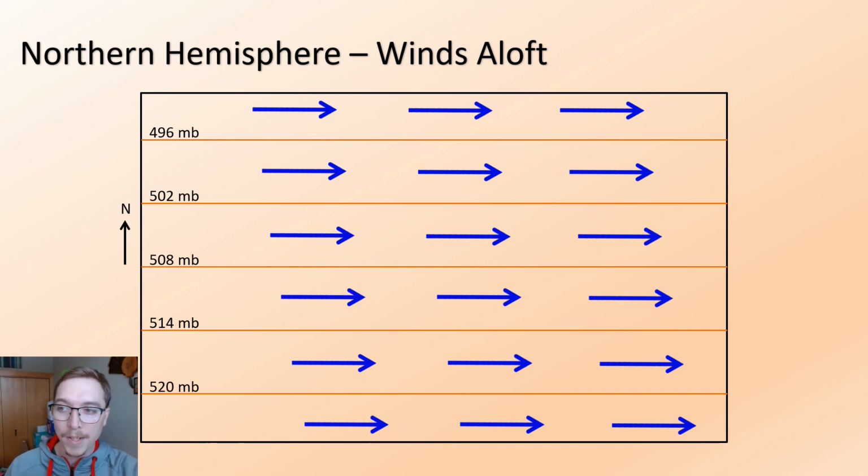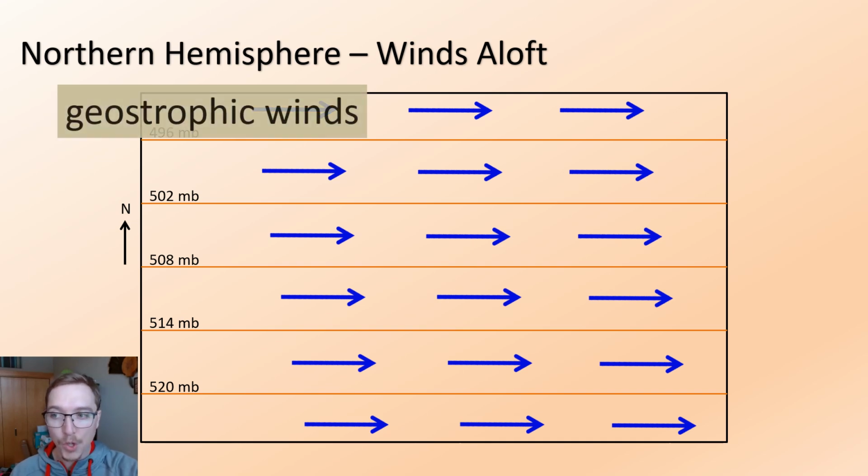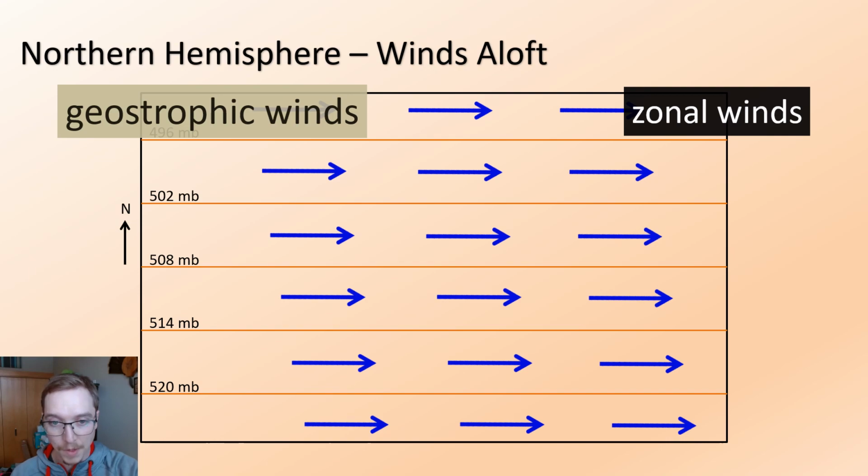So when we look at winds higher in the atmosphere where isobars are relatively straight and evenly spaced, we often see winds flowing in roughly straight lines parallel to isobars rather than perpendicular to them, along with that pressure gradient force. These are what we call geostrophic winds, which are generated when a balance is reached between the Coriolis effect and the pressure gradient force. If these winds are flowing predominantly east to west, we call them zonal winds.